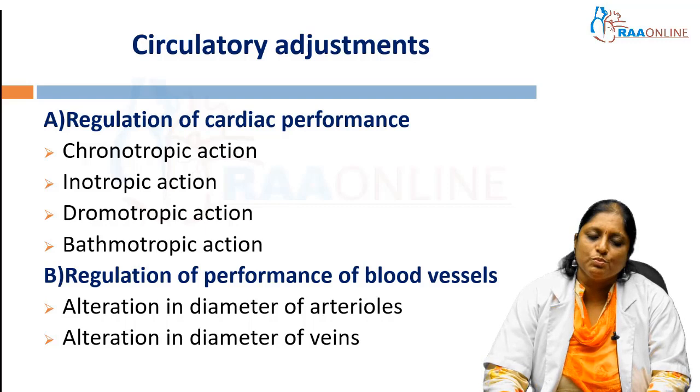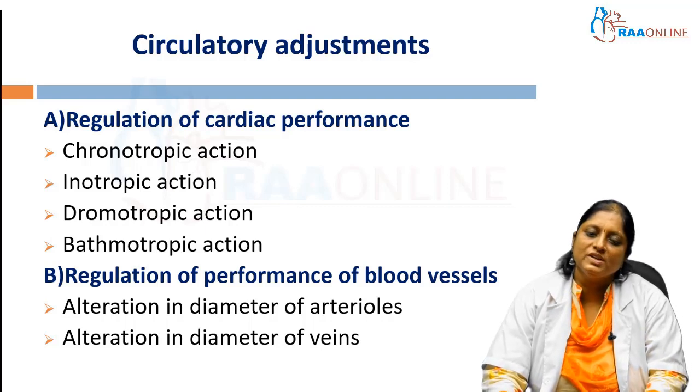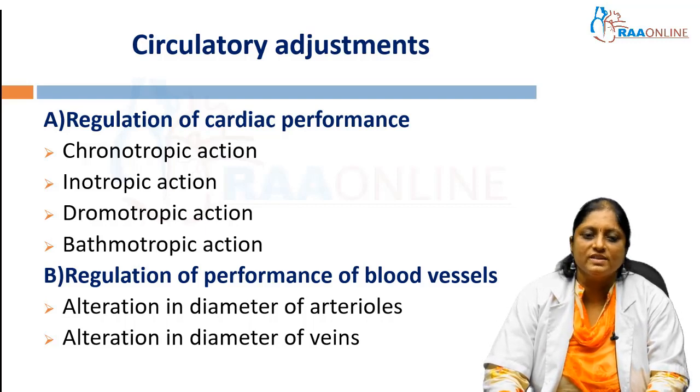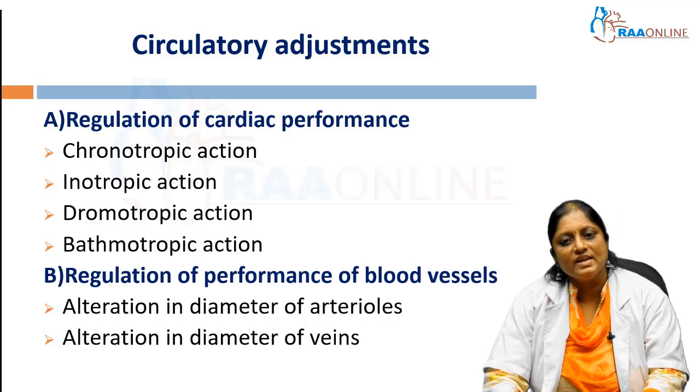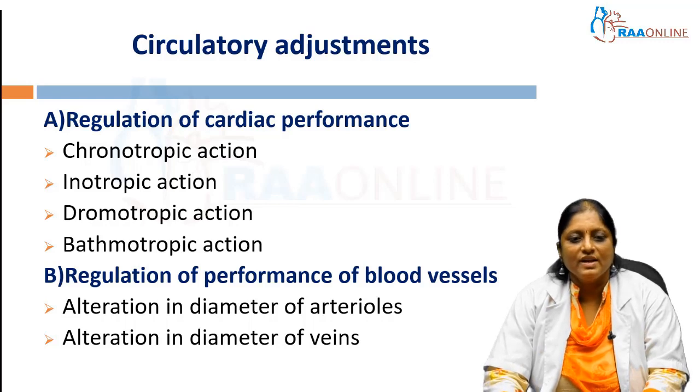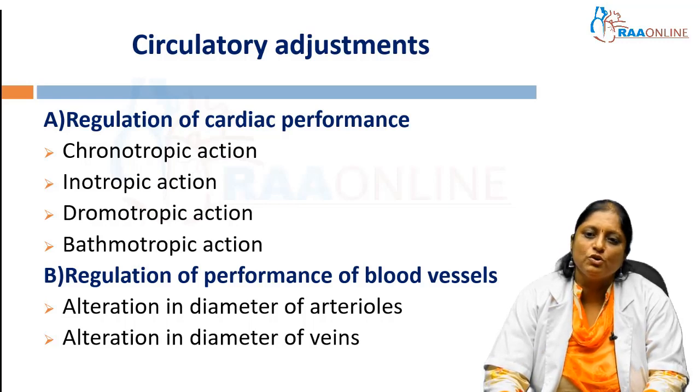Again, this can be a positive inotropic action or a negative inotropic action. And the third one is the dromotropic action, which is the effect on the conduction of the impulses. Again, this can be a positive or negative dromotropic effect. And finally, the bathmotropic effect, which is the effect on the excitability of the cardiac muscle. Again, this can be positive or negative. And the second one is the regulation of performance of the blood vessels, which is done by alteration in the diameter of both the arterioles and veins.